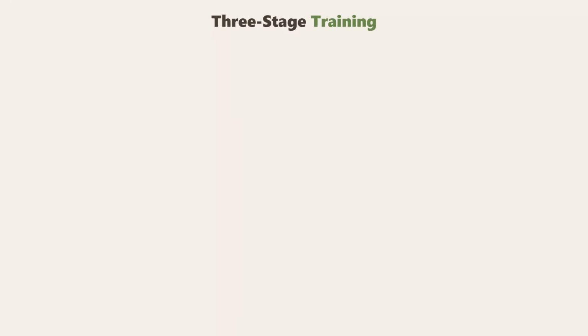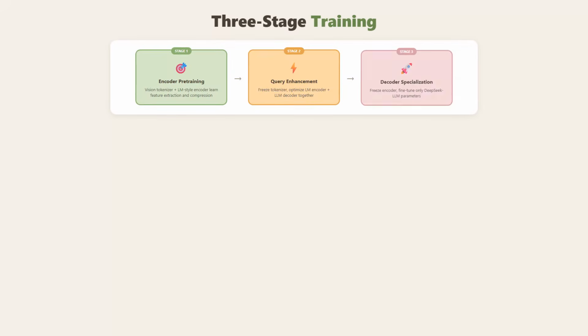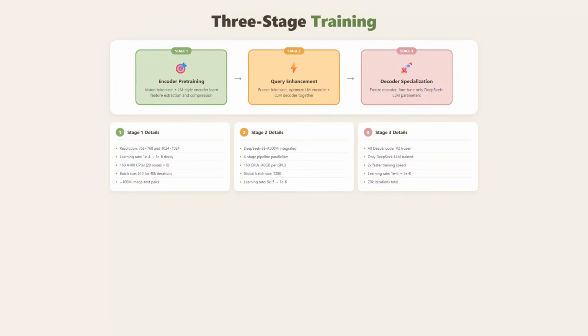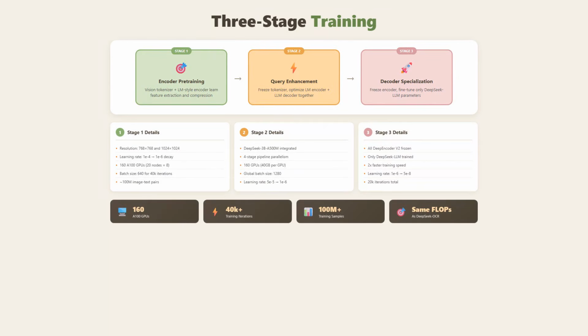Training DeepSeek-OCR 2 follows a carefully designed three-stage pipeline that balances efficiency with capability. Stage 1 focuses on encoder pre-training. The Vision Tokenizer and LM-style encoder learn to extract and compress visual features. This uses 160 A100 GPUs across 20 nodes, processing about 100 million image-text pairs at high resolution.